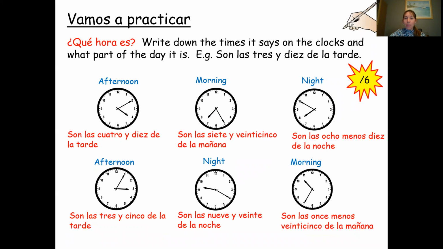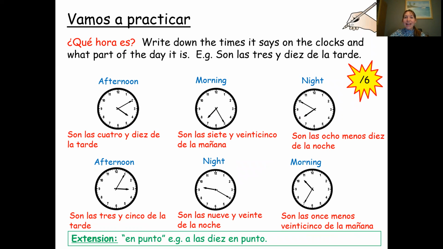As I said, this is recapping everything that we did in our last lesson, but building upon it by adding on this new vocabulary. Excelente. And for those of you who are able to have a look, if you're talking about on the dot, on the nose, or dead on 10, however you say that, on the hour, in Spanish you say en punto. So for example, you would say a las 10 en punto.